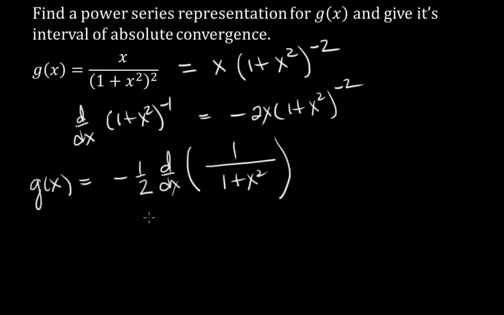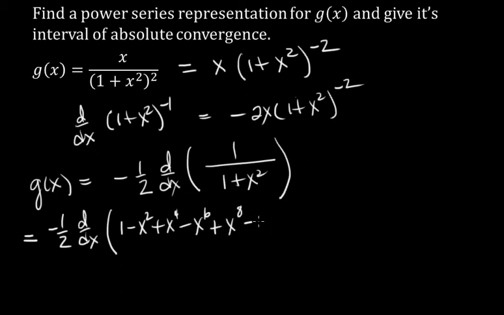And we know a series for 1 over 1 plus x squared. So I'll do it without using sigma notation first. This would be minus 1 half the derivative with respect to x of 1 minus x squared plus x to the 4th minus x to the 6th plus x to the 8th minus, and so on. So now, we'll wait on the minus 1 half and let's differentiate term by term. We know that we can do that as long as x is a value for which the series converges.